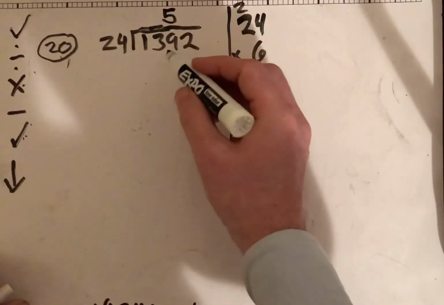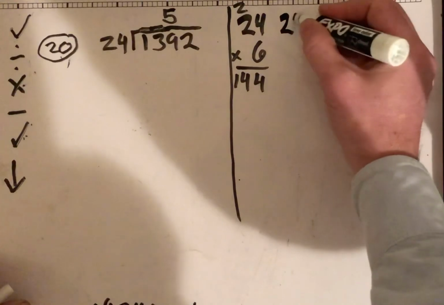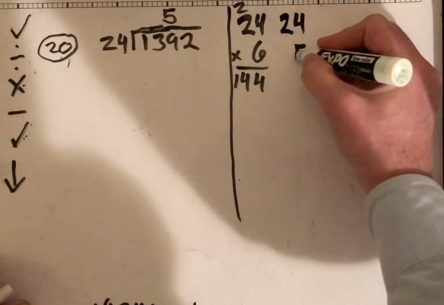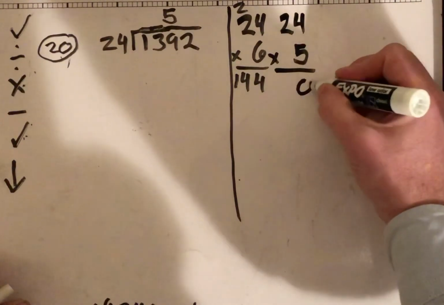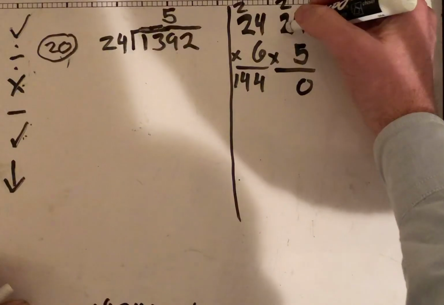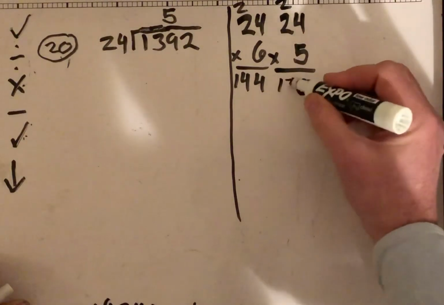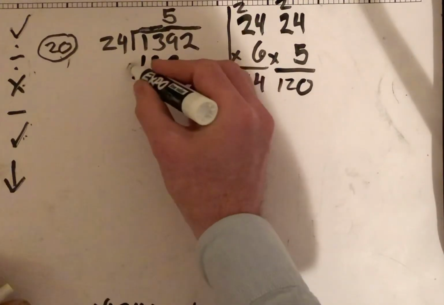But now I need to figure out what is 5 times 24. And I'm just going to put this in my work area. 24 times 5. 5 times 4 is 20. Put the 0 down. Put the 2 up. 5 times 2 is 10, plus 2 is 12. So I have 120. And I'm going to subtract.